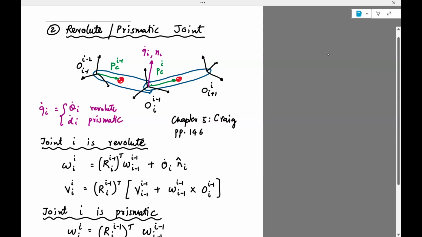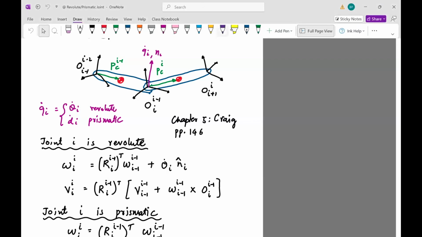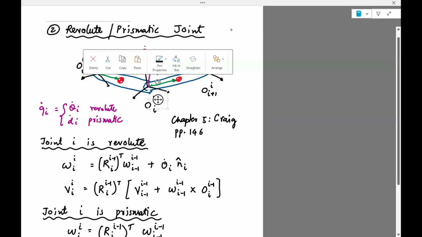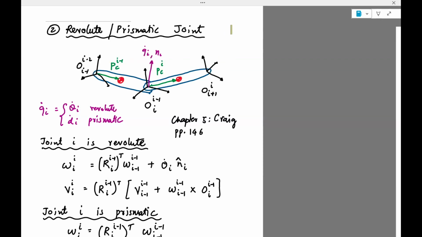You look at two adjoining links. So here I've shown two links. I've attached a frame at the pin joint, which is always done, right?